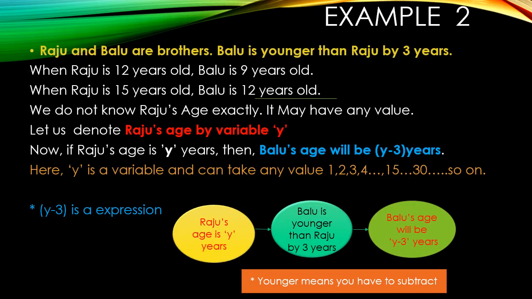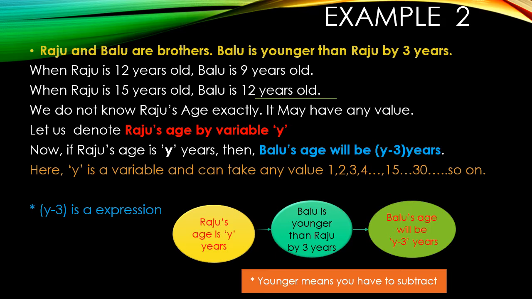Raju and Balu are brothers. Balu is younger than Raju by 3 years. So when Raju is 12 years old, Balu is 9 years old. When Raju is 15 years old, Balu is 12 years old. We don't know Raju's age exactly. It may have any value.